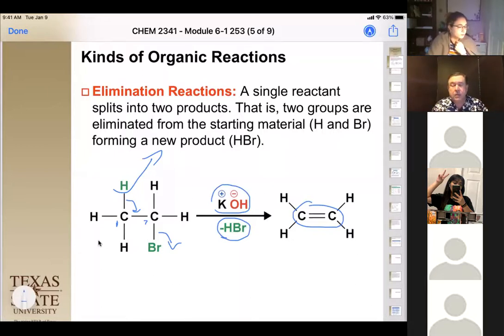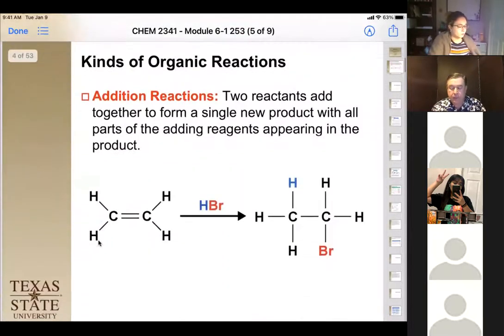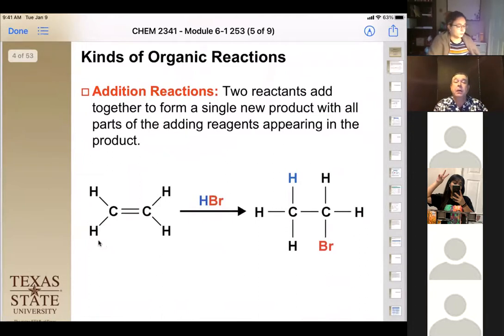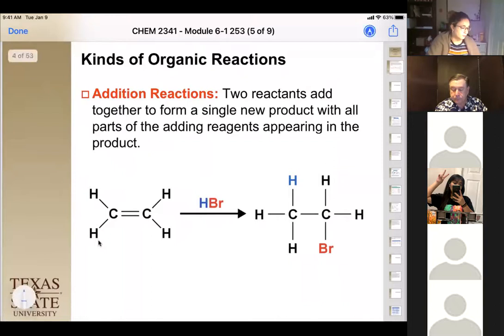Okay. So if we've eliminated something, well, we can also add to that double bond by what we call addition reactions. But again, one atom is going to add to 1 carbon, and 1 atom is going to add to the adjacent carbon. So this is the reverse reaction of the elimination reaction we saw. We can take, in this case, HBr with no other requirement necessary.